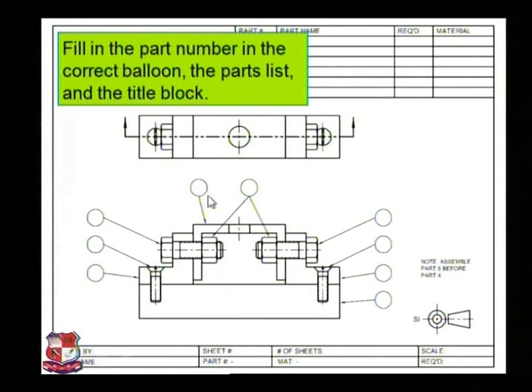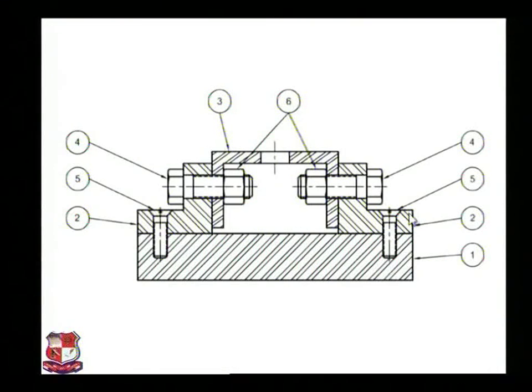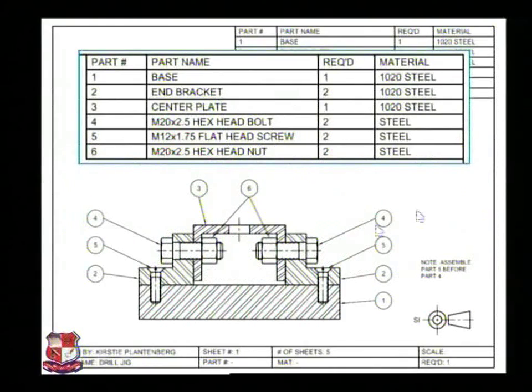Now fill in the part numbers in the correct balloons, the parts list and title block. So part number 1, 2, 3 and so on should be filled over here like this. All are filled, 1, 2, 3, 4, 5, 6 and the name of each part. Number 1 is base, this one. Number 2 is end bracket. Number 3, that is center plate. Number 4 is this hexagonal head bolt, specification M20 by 2.5.